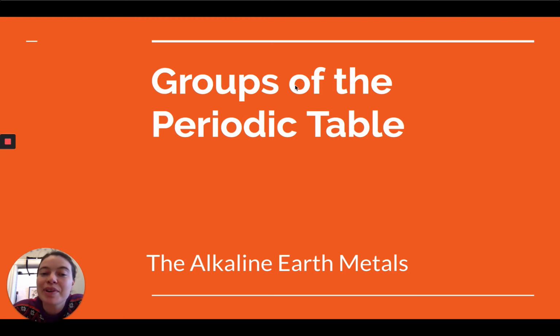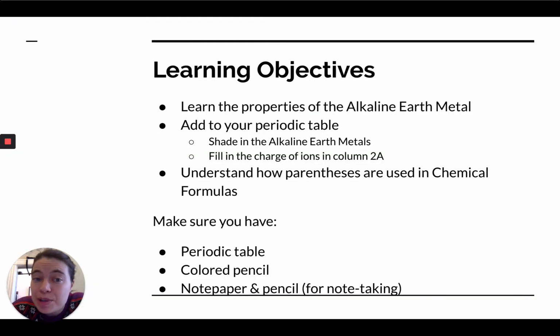Hello everyone, today we're going to be talking about the alkaline earth metals. So we've got three learning objectives for today. First, we want to learn the properties of the alkaline earth metals. We're going to add a little bit to our periodic table by shading that column in and figuring out the charge of those ions. And we want to understand how parentheses can be used in chemical formulas around polyatomic anions.